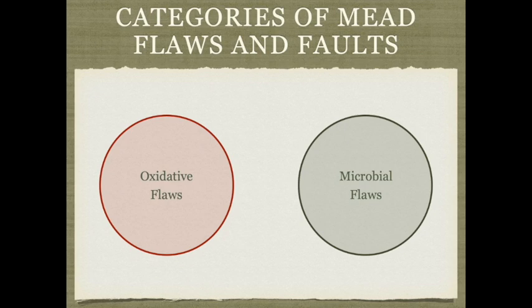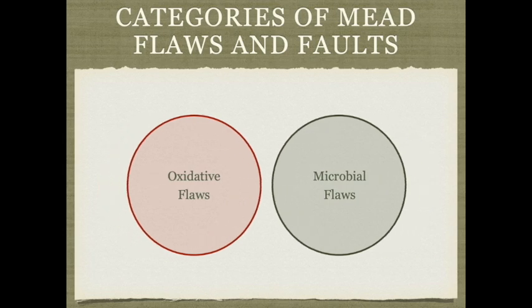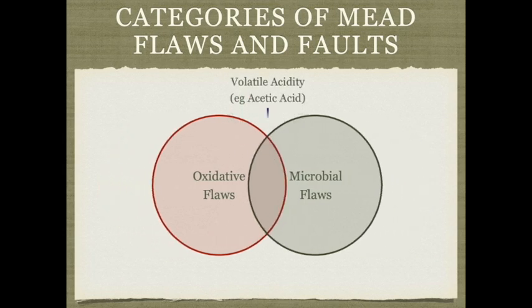And again, just to remind you, I put these categories together to make it a little bit easier to talk about the causes and how to prevent them, but there can be overlap. For example, volatile acidity, acetic acid from Acetobacter, or from yeast under stress, that's both a microbial flaw and it's also an oxidative flaw, so you could put it in either category.